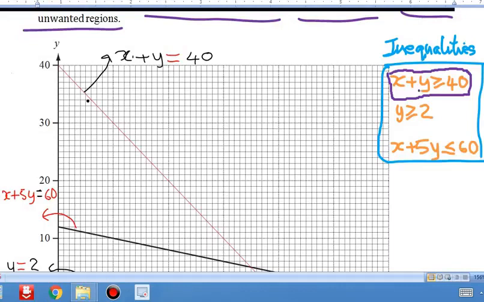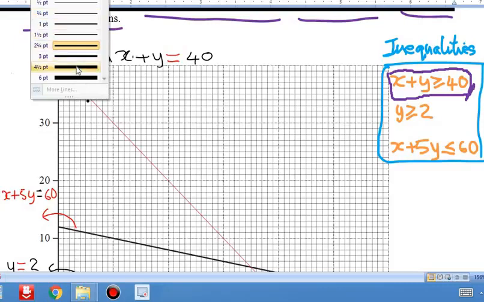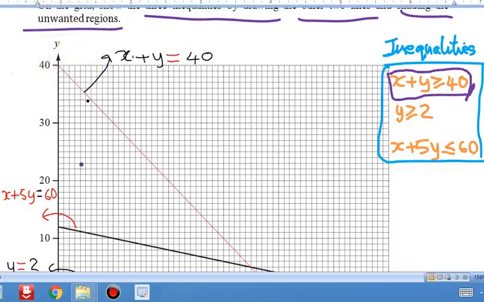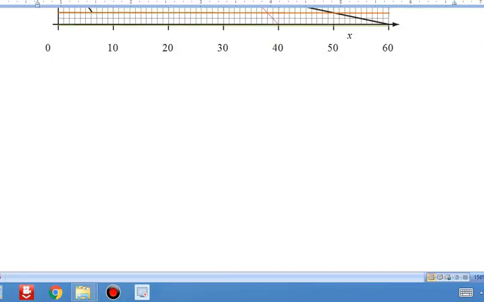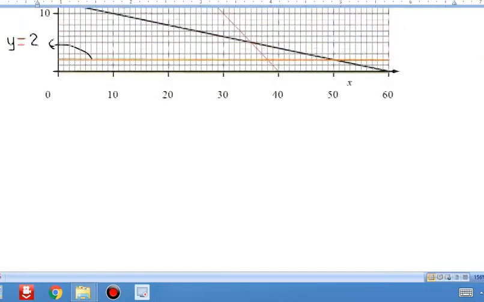So this is the region. Unwanted region is the exact opposite of this region which I have put in the box. So therefore, the required region is below the red line, which stands for x plus y is less than or equal to 40. So we are going to shade the opposite region.